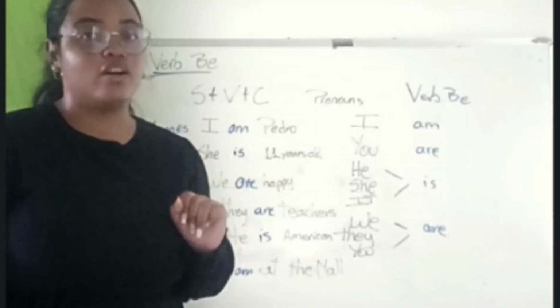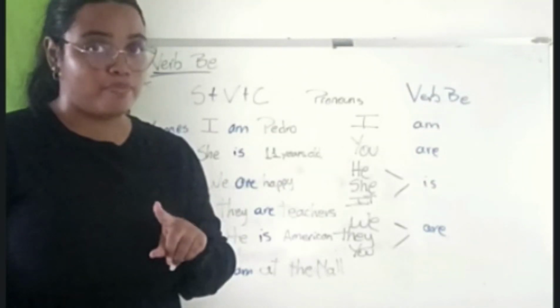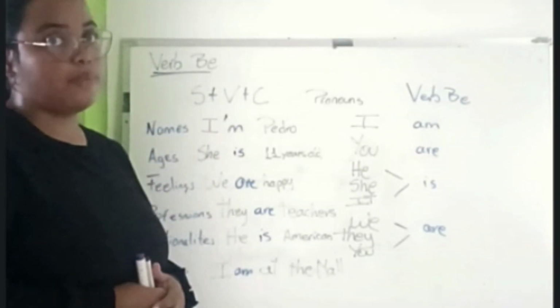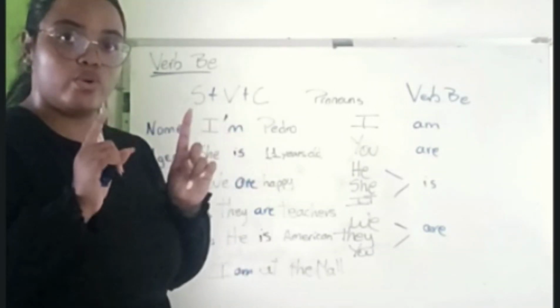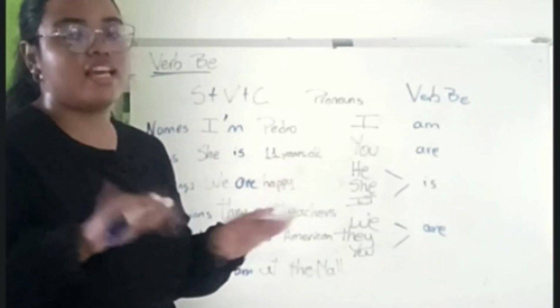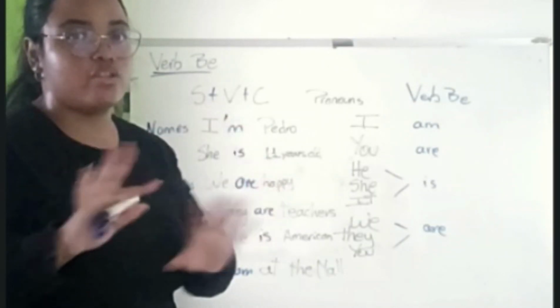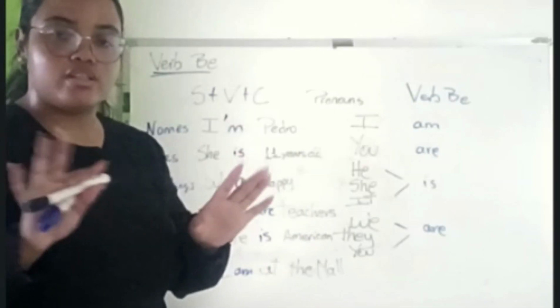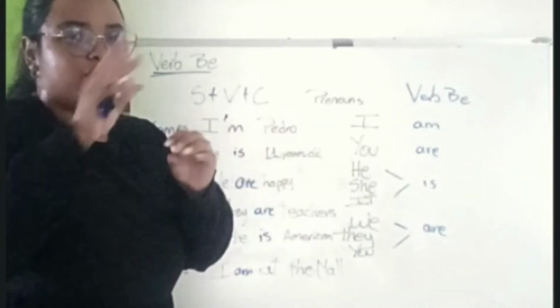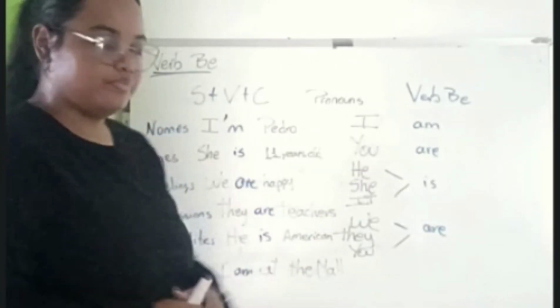We can also contract the verb be and the subject in these sentences. Let's see. I'm Pedro. We contracted two words, the subject and the verb, but it doesn't mean that they are no longer two words. They are still two words. It just happens when we talk really fast and the sense of the space gets lost.